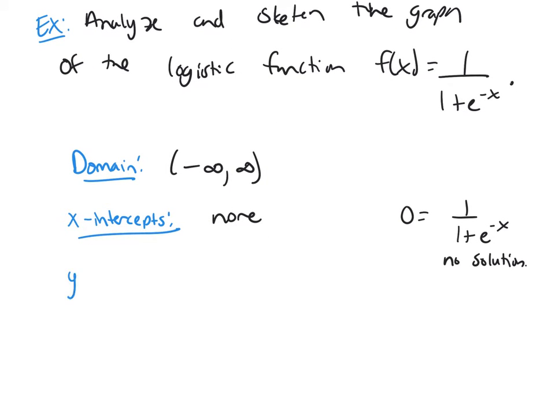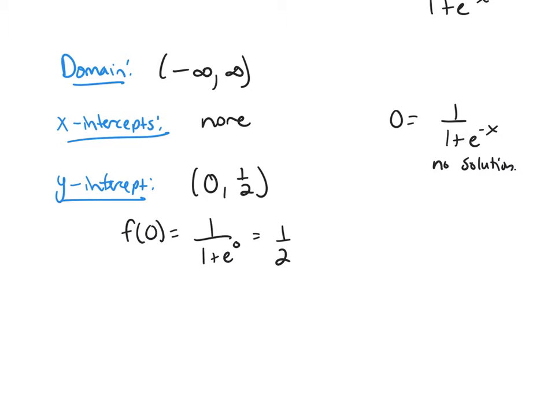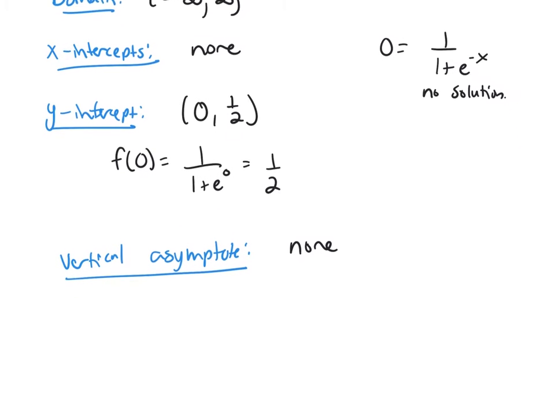The y-intercepts, well, the y-intercept, if I plug in x equals 0 into my function, you get 1/2, so the y-intercept is (0, 1/2). Because the denominator is never 0, I have no vertical asymptotes. There's none. My domain is negative infinity to infinity.